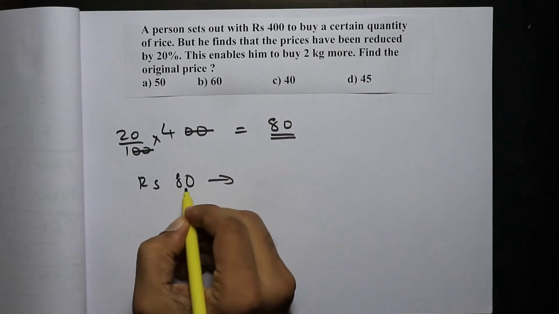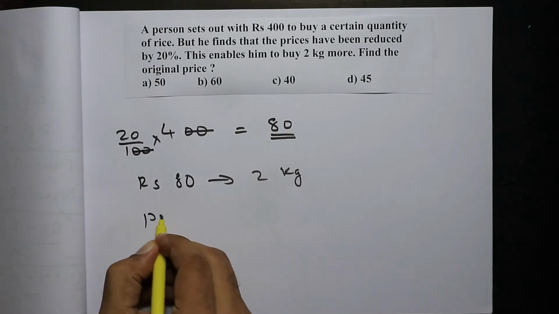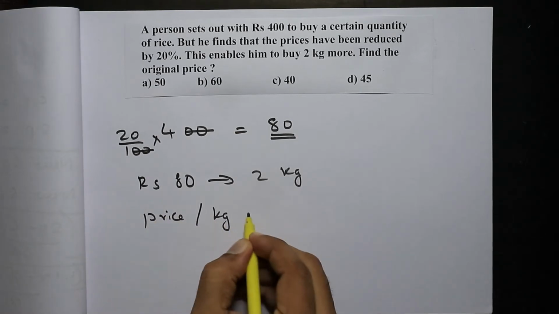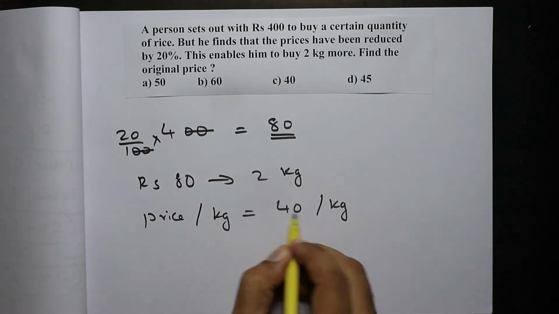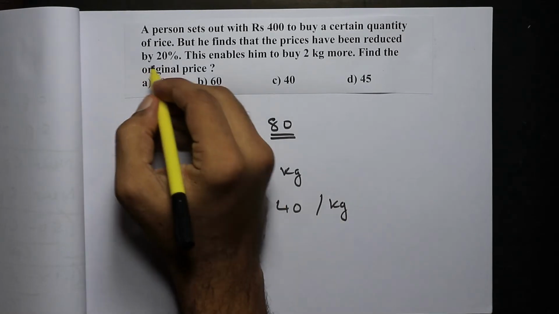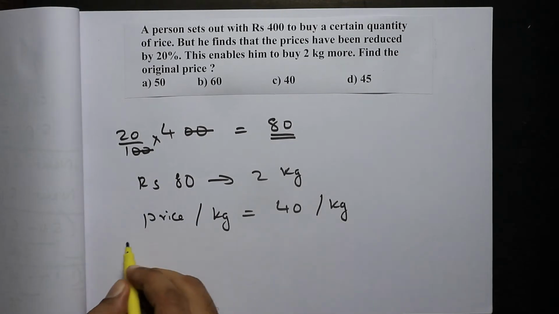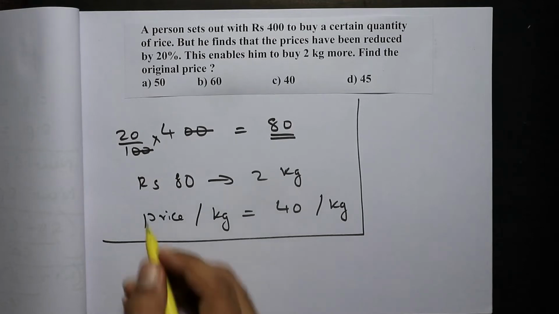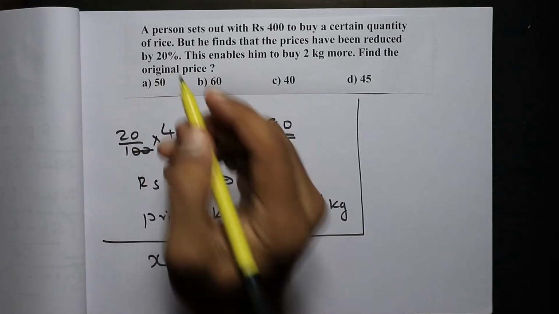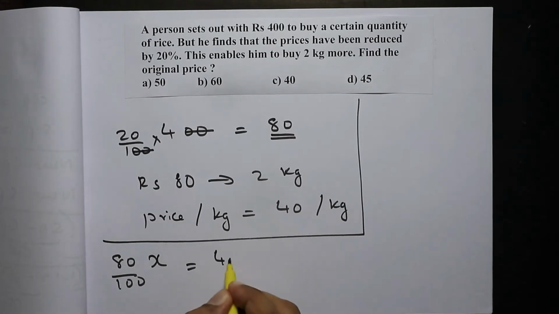So with this 80 rupees, he is able to buy 2 kilograms, which means that the price per kilogram is equal to 40 rupees per kilogram. So this is the price after the 20% price reduction. Let us calculate the original price. Assume the original price was X rupees. It was reduced by 20%, so the new price will be 80% of X, and that reduced price is 40.